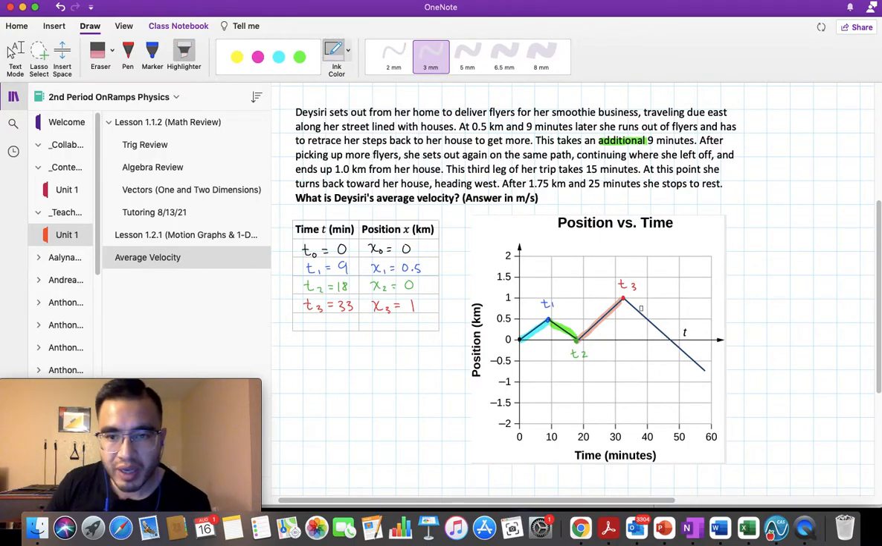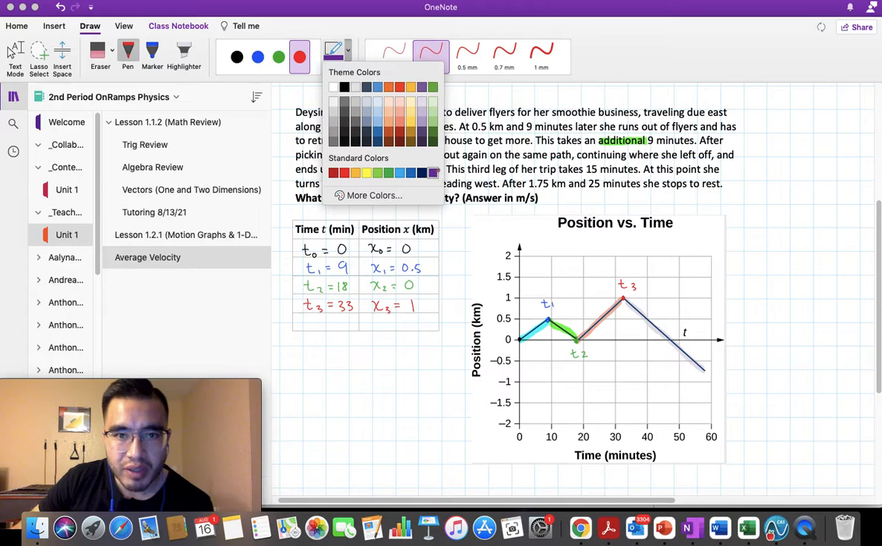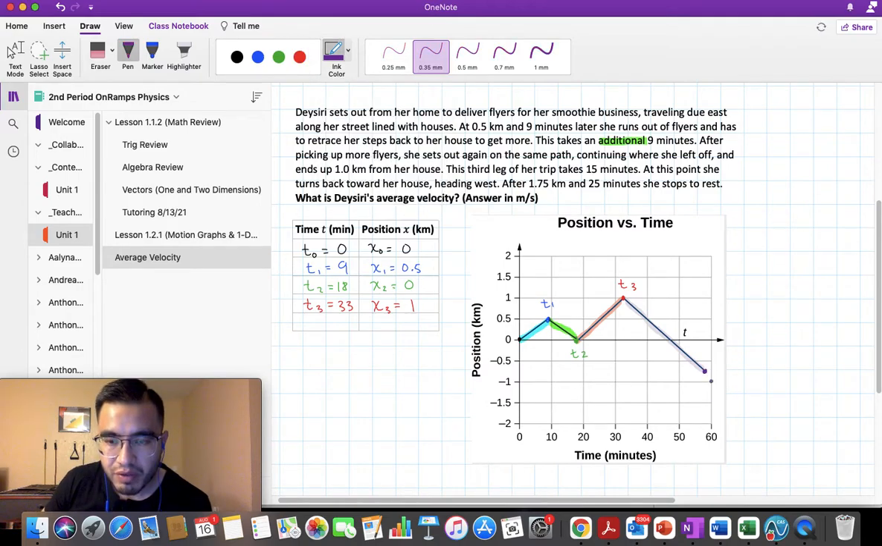Okay. And the last one, I'm going to pick this very light purple. Can't even see it, but that's fine. Here. And this would be t4. And then t4 had an additional 25. So it's 25 plus 33. So that'd be 58 minutes.